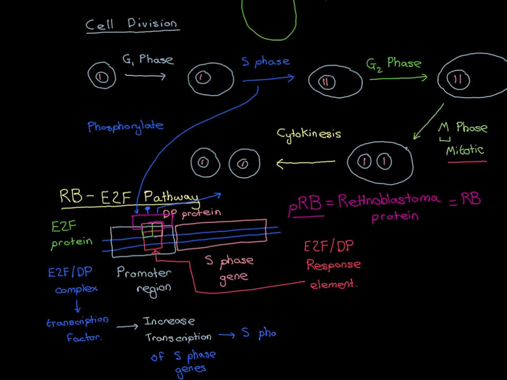So, coming back to our story of the viral life cycle, remember, the virus genome, it wants all of the machinery for S-phase turned on. So it would be a very good idea for it to manipulate this retinoblastoma E2F pathway, and that's actually exactly what it's going to do. This is what the E7 protein is going to do.